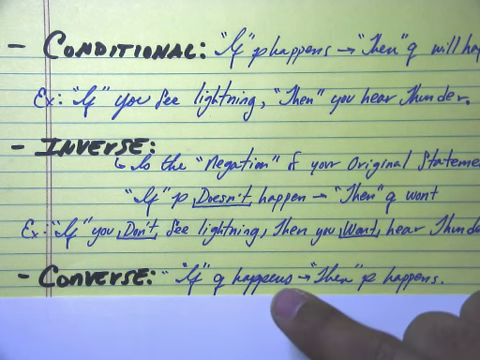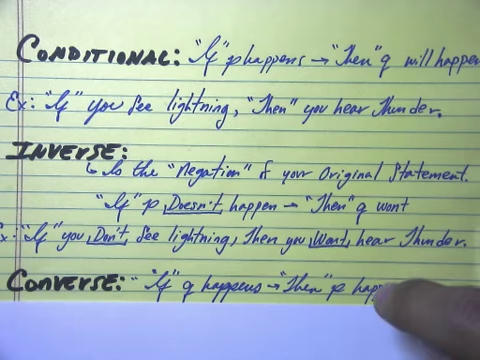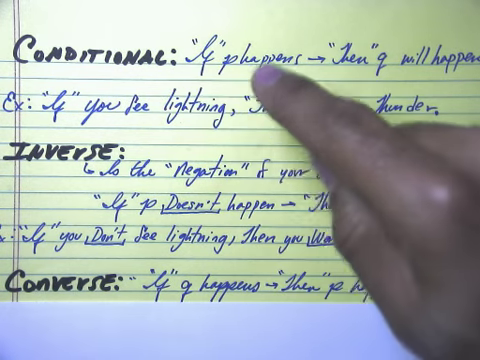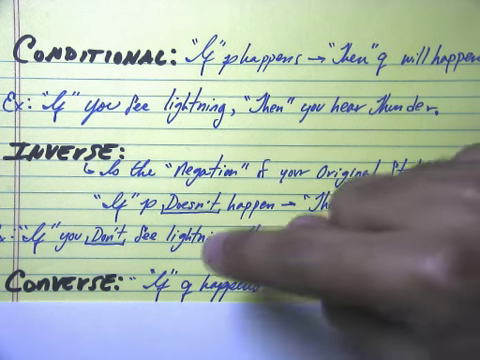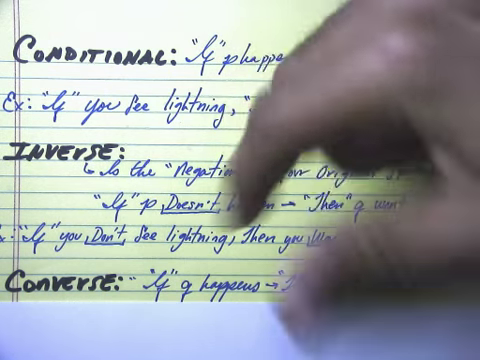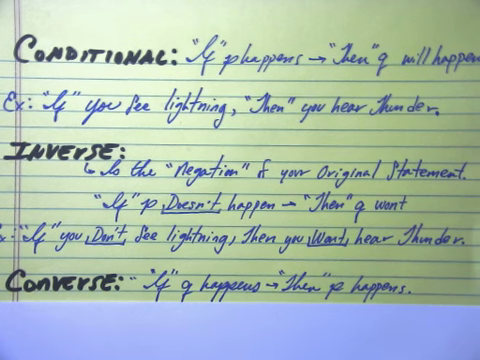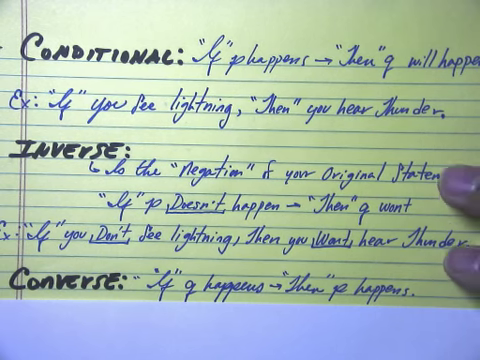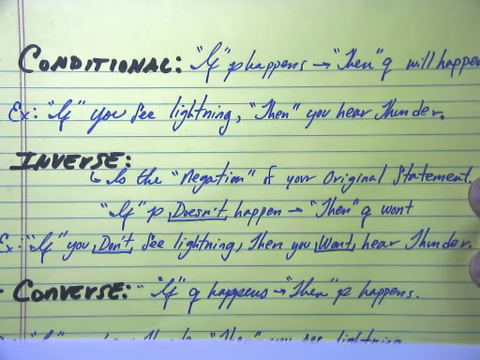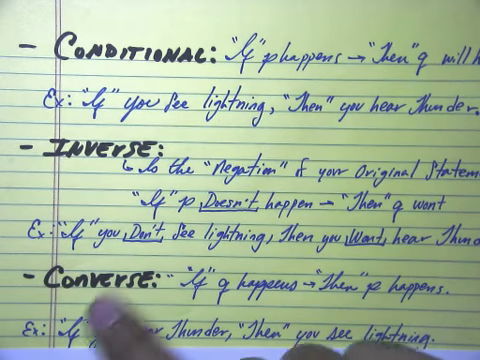Now, let's look at the converse. The converse says that if Q happens, then P happens. So notice the conditional is if P happens, then Q happens. Well, the converse is if Q happens, then P happens. It's kind of like the reverse of your conditional statement. It's the flipping of your conditional statement. If Q happens, then P happens.